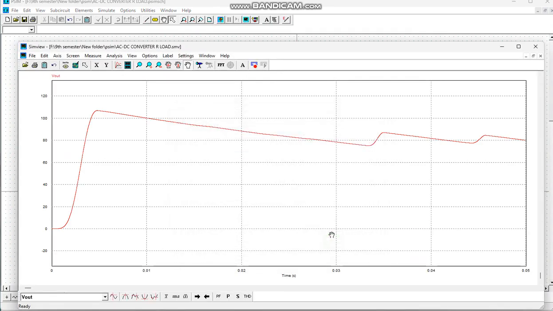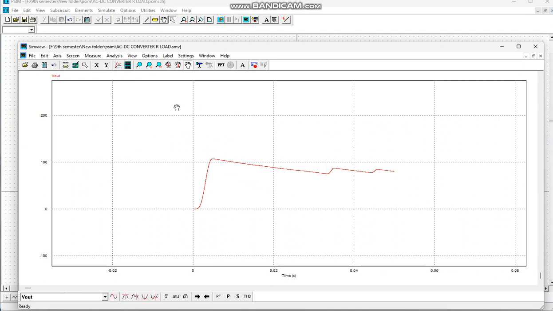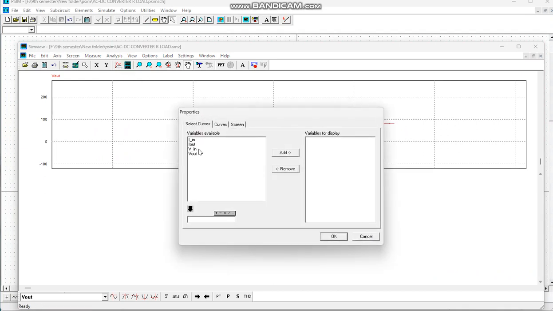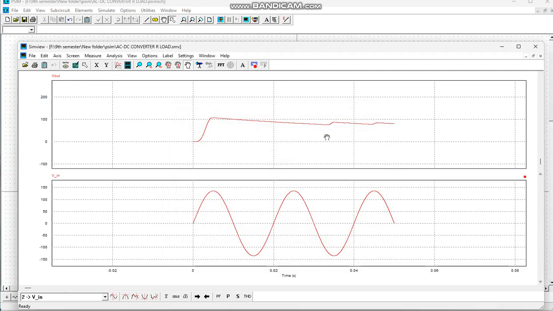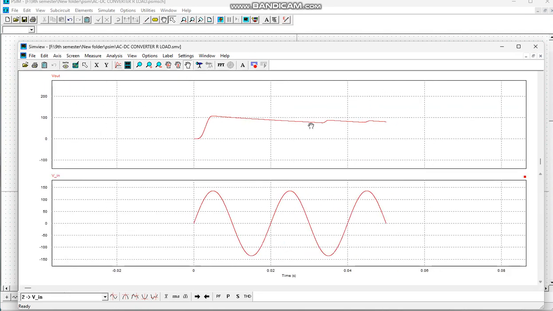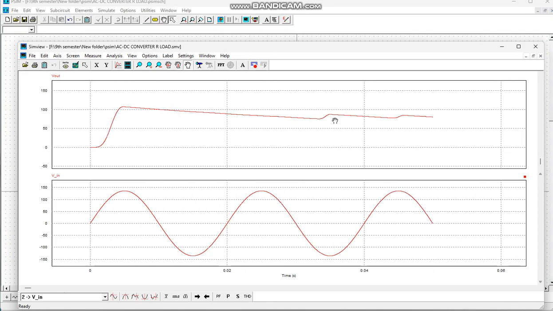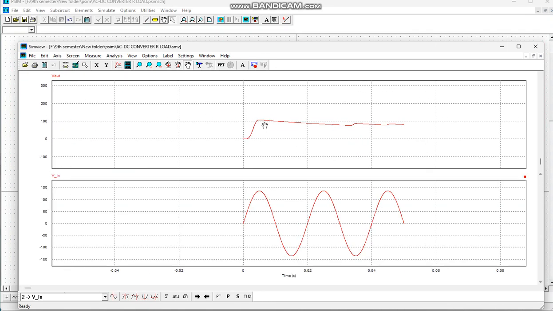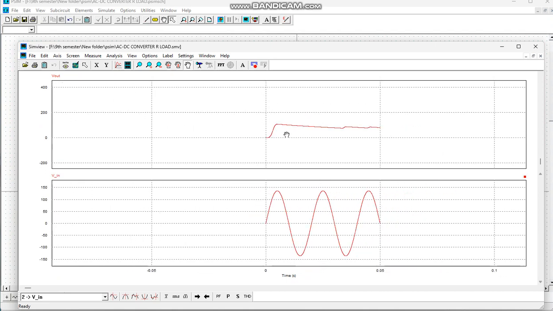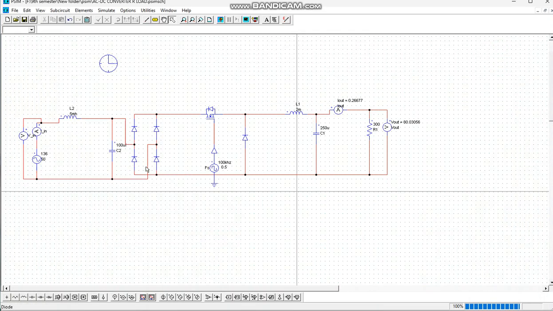This is our output voltage. And if we see the input voltage, this is our input DC voltage, and this is our output voltage, close to 80 volt. Is it 80 volt? Then we find some ripple, which we reduce in further analysis. But in this portion we see that this is a buck converter, so we cannot go deeply.